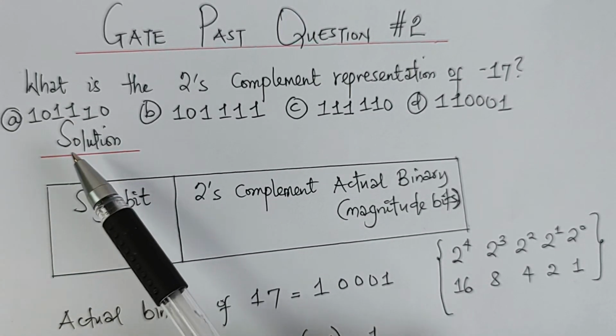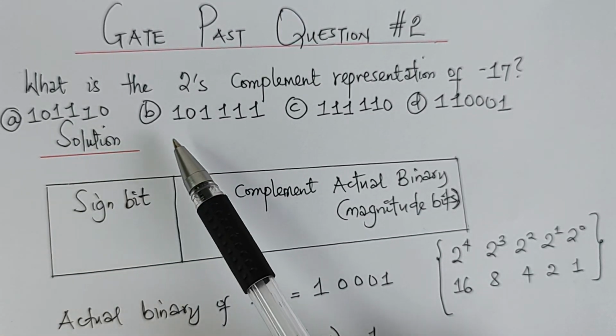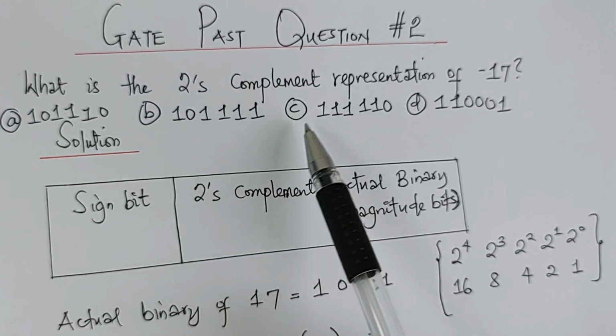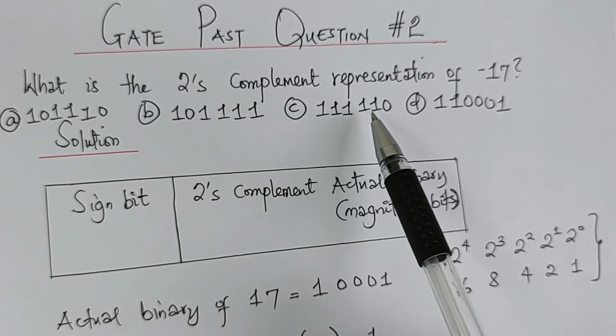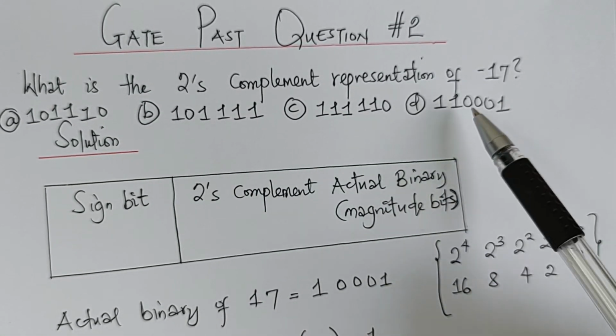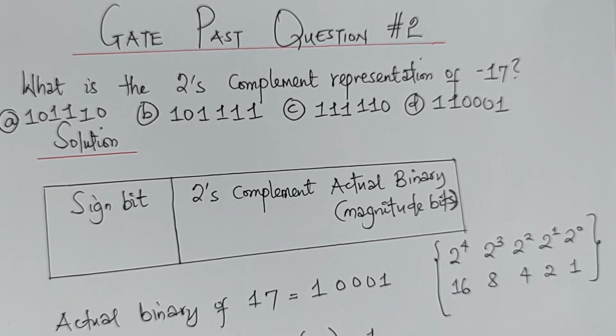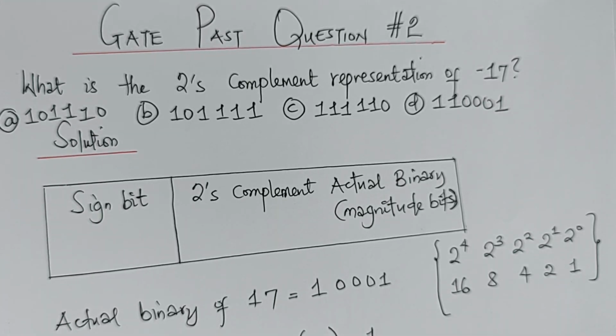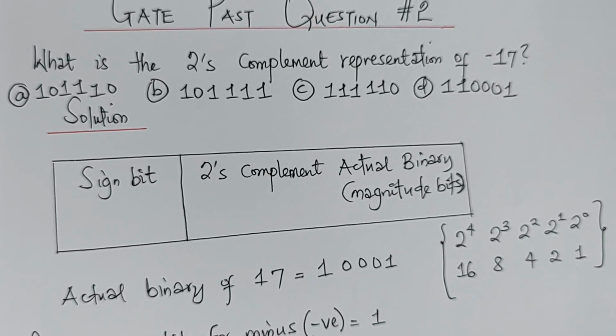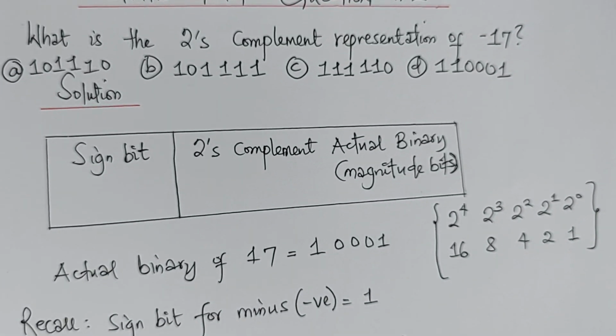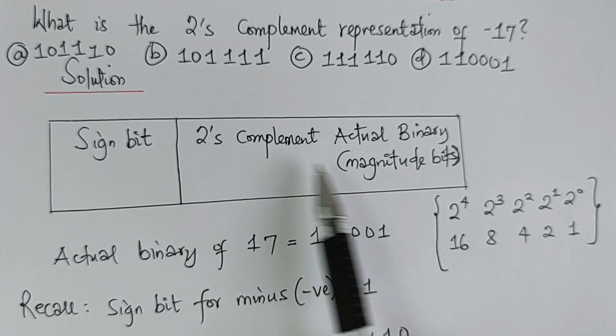So we are given different options. A, 101110. B, 101111. C, 111110. D, 110001. So what is the answer? Without any further ado, let's quickly give a shot to this question. We have here represented the sign bit, and the two complement attribute binary, which is also the magnitude bits.